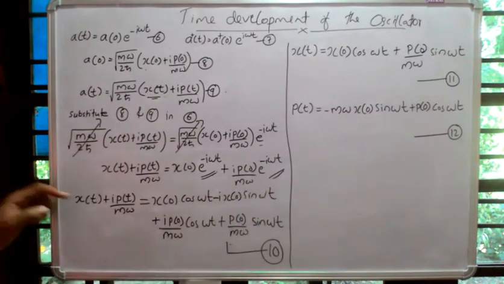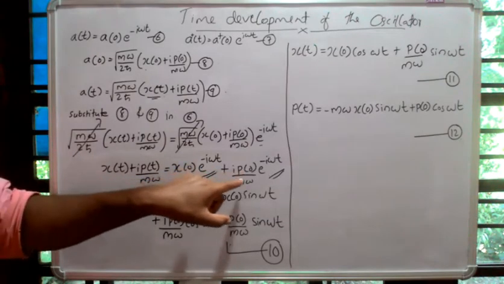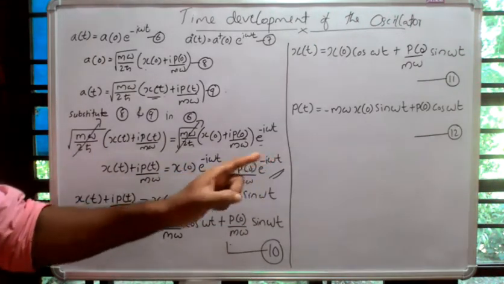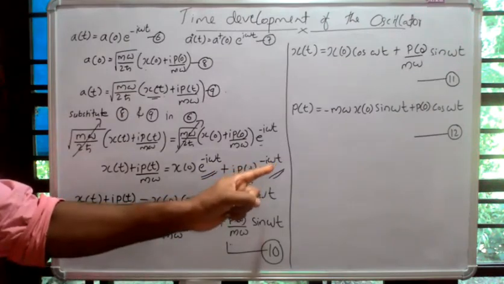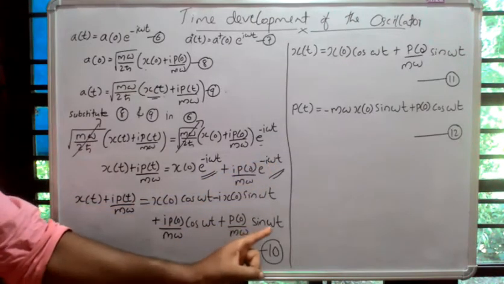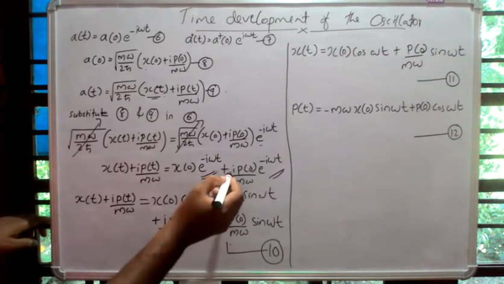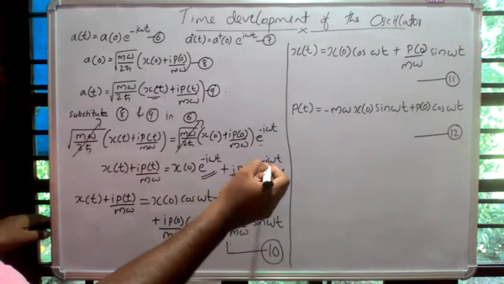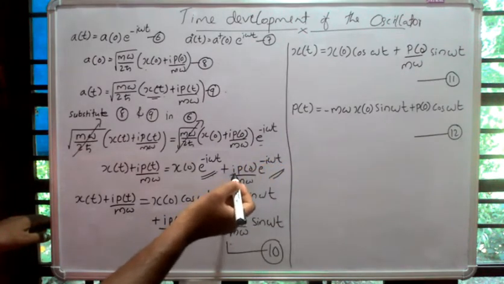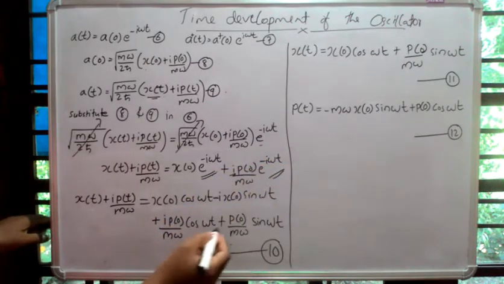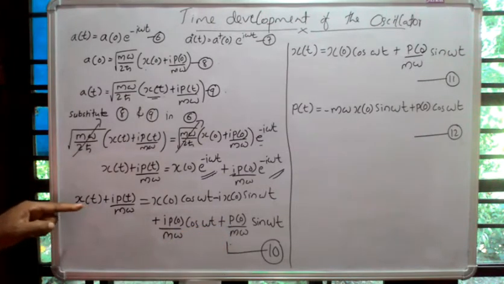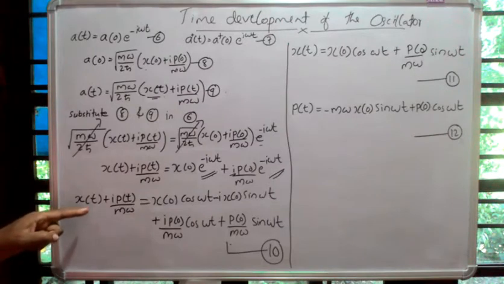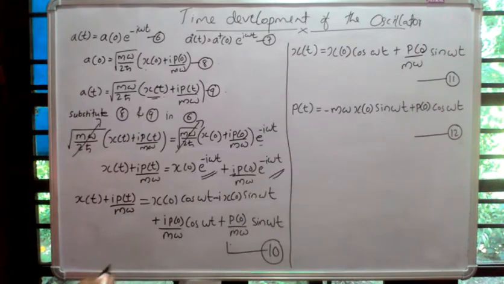So we can write in this way, plus i p of 0 over m omega e raised to minus i omega t. Also we can write cos omega t minus i sine omega t. Okay, here one i is also there, so when we are multiplying with minus i sine omega t, that will become plus 1, and that's why this plus sign is here. Okay, so here we got one equation, and that equation contains both Hermitian terms and anti-Hermitian terms on both sides.